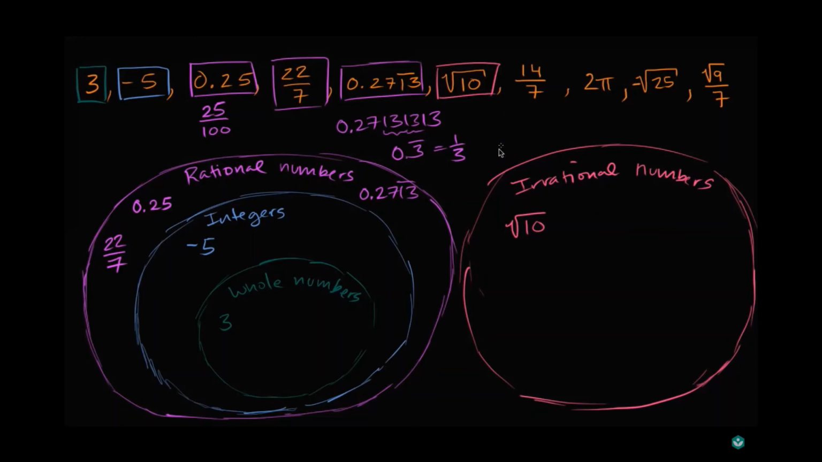All right, 14/7. This is the ratio of two integers, so this for sure is rational. But if you think about it, 14/7 is the same thing as 2. These two things are equivalent. So 14/7 is the same thing as 2. So this is actually a whole number.